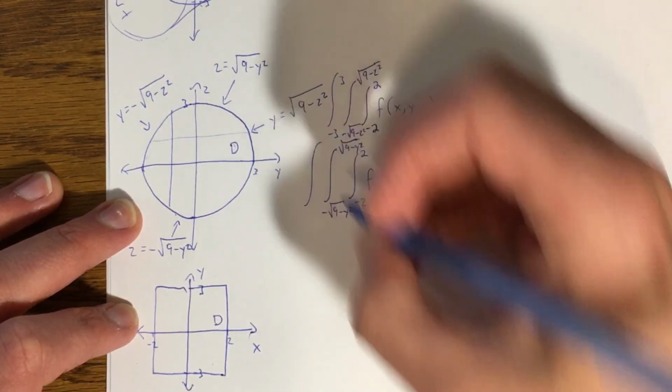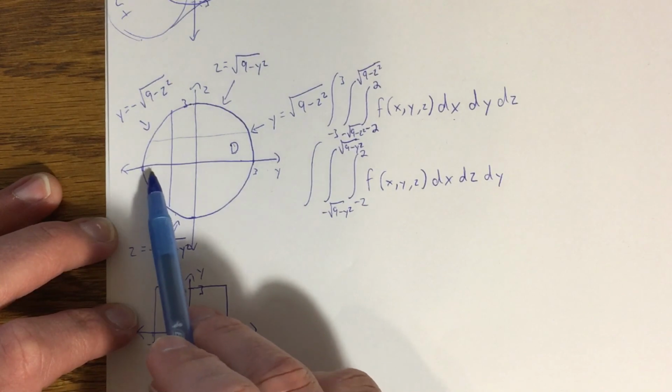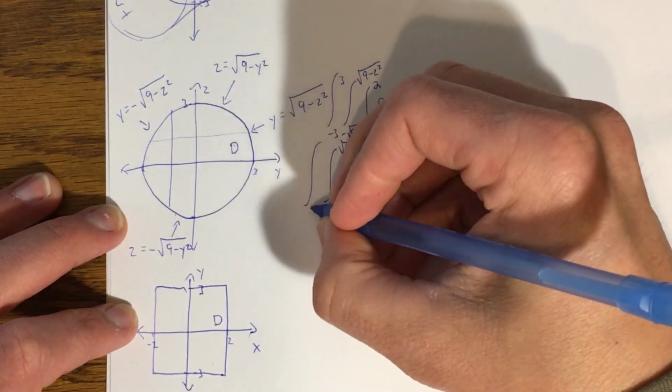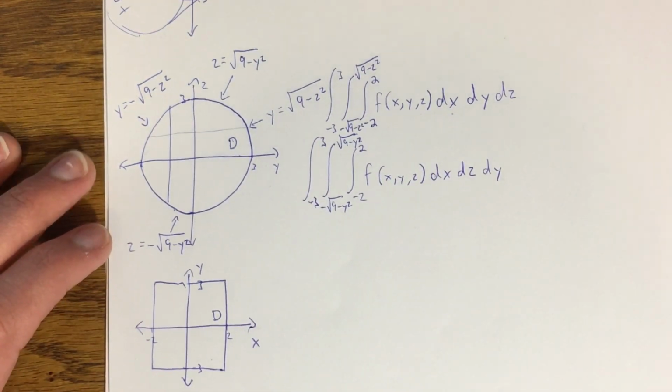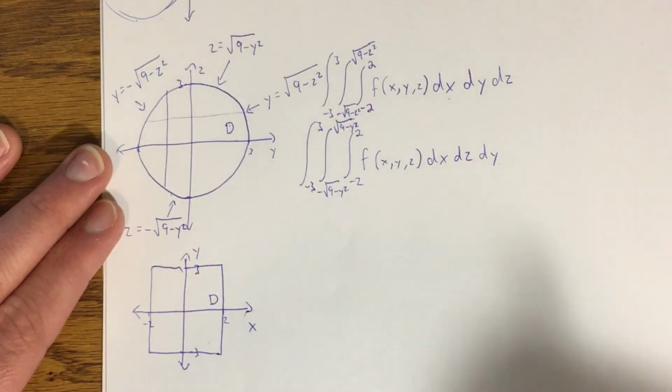Finally, what do I have on my y? My y goes from -3 to +3, so those are the limits that I use there. Okay, and I'm running out of time on this video. I'll do the last 4 versions of this in the next one.